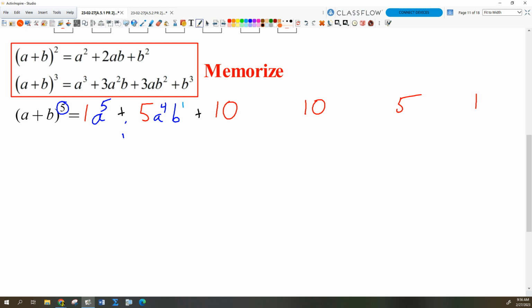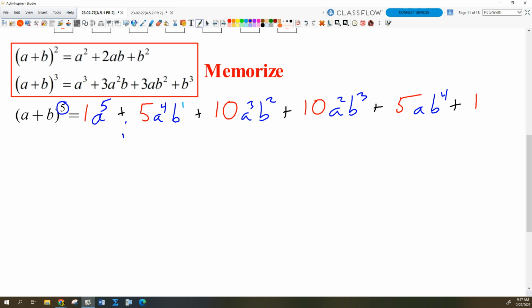Next one. Maylin, go ahead. What's that one going to be? 10. Good. A cubed. Good. Okay. Next term. What's that going to be to us? 10. There you go. Okay. Next one, Abby. There you go. Okay. And last one. What's that going to be, Kenzie?